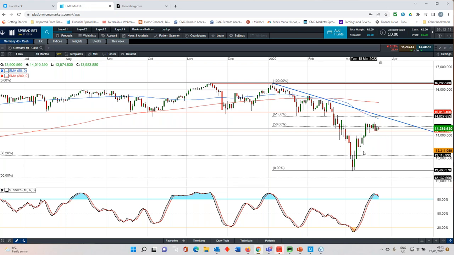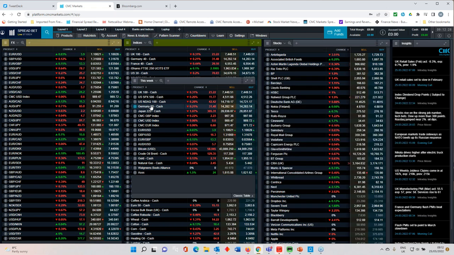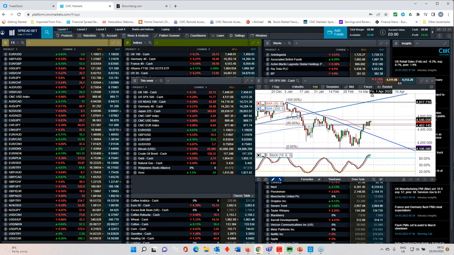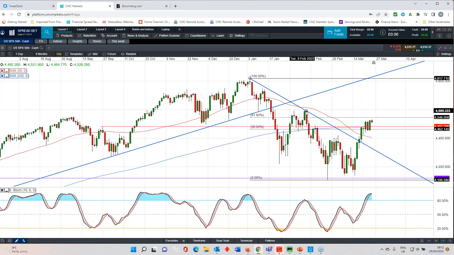But what we haven't seen is a break of this downtrend line that we've been in since those peaks back in January. If we look at the S&P 500, we have seen a much stronger rebound, as borne out by this chart here, and we have broken the downtrend line, but that downtrend line was much steeper. So if we take that out, what's significant is we're still below these peaks here. So we're still getting lower highs and we're still getting lower lows.